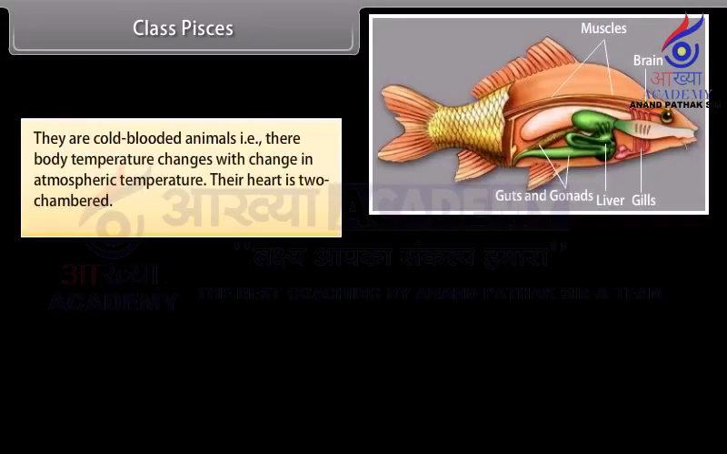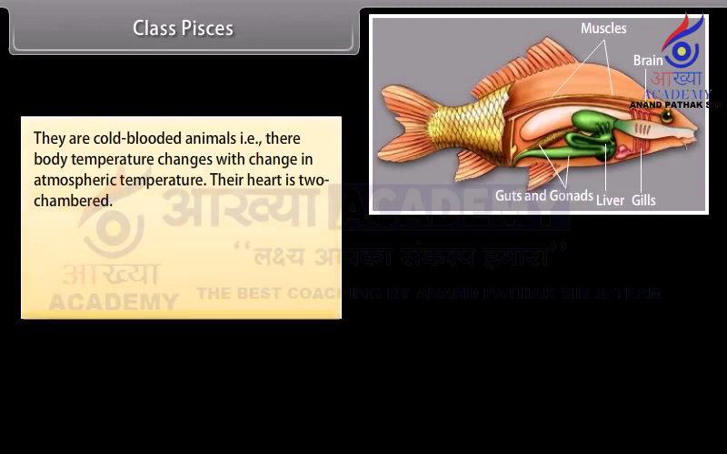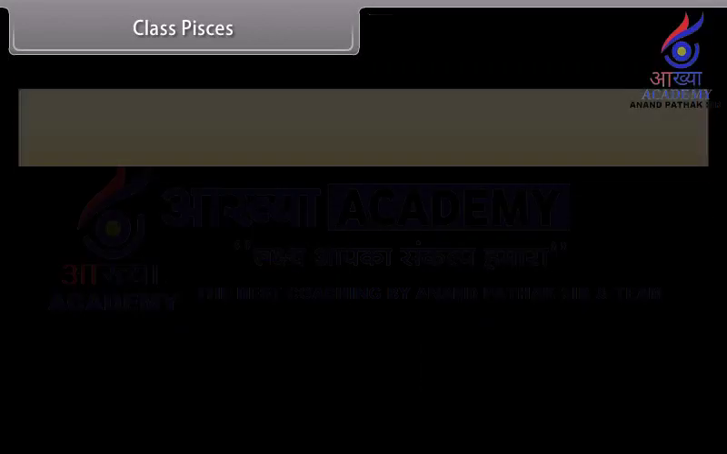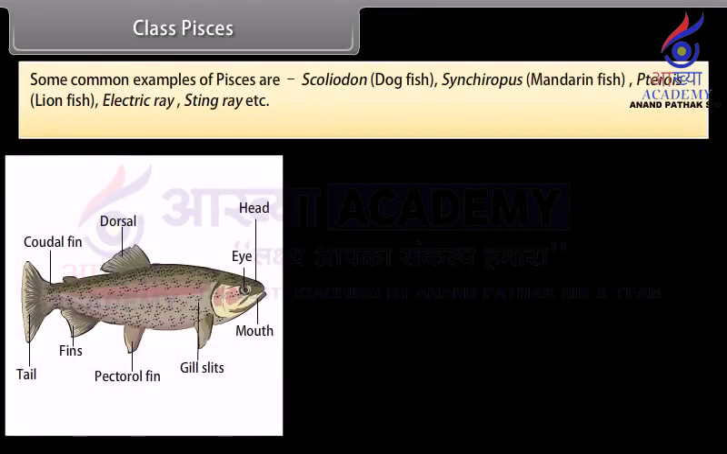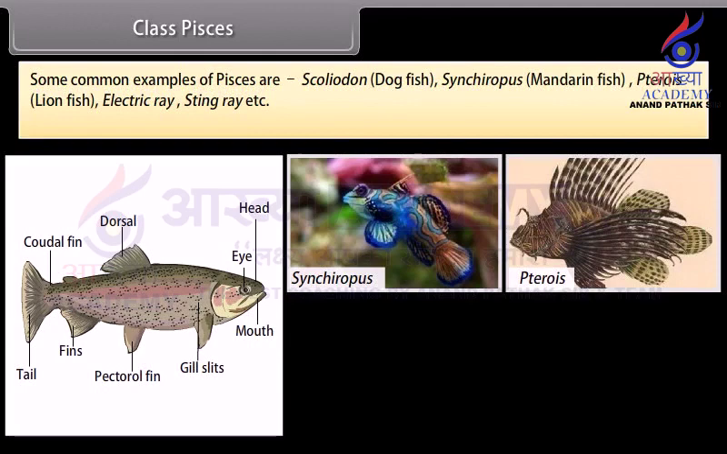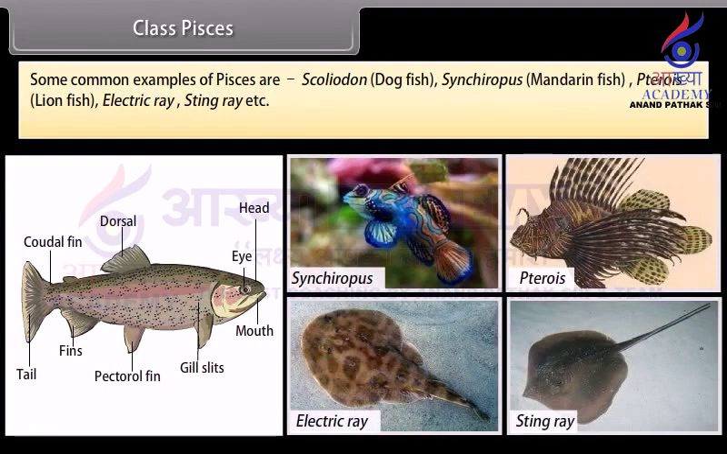They are cold-blooded animals, that is, their body temperature changes with change in atmospheric temperature. Their heart is two-chambered. Their eyes are without eyelids. They have nostrils. They lay eggs. Some common examples of Pisces are Scoliodon, dogfish; Synchiropus, mandarin fish; Pterois, lionfish; electric ray; stingray, etc.